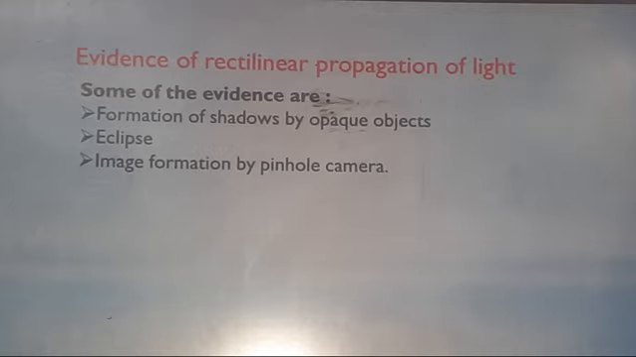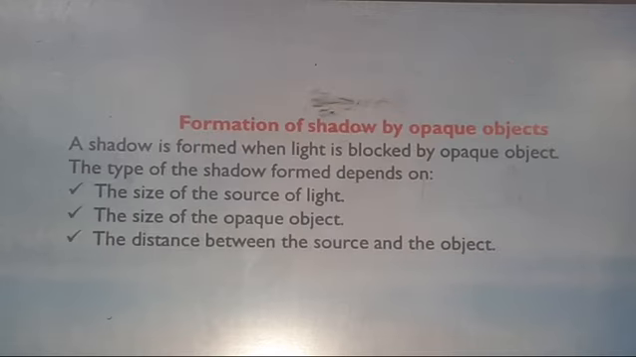One is the formation of shadows by an opaque object. Number 2 is eclipse. Number 3, image formation by a pinhole camera. Starting with evidence number 1, formation of shadows by an opaque object. Therefore, what is a shadow in simple terms? A shadow is formed when light is blocked by an opaque object.